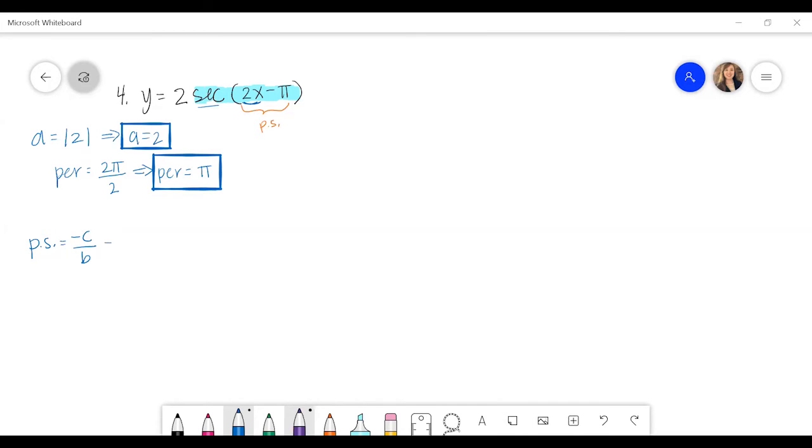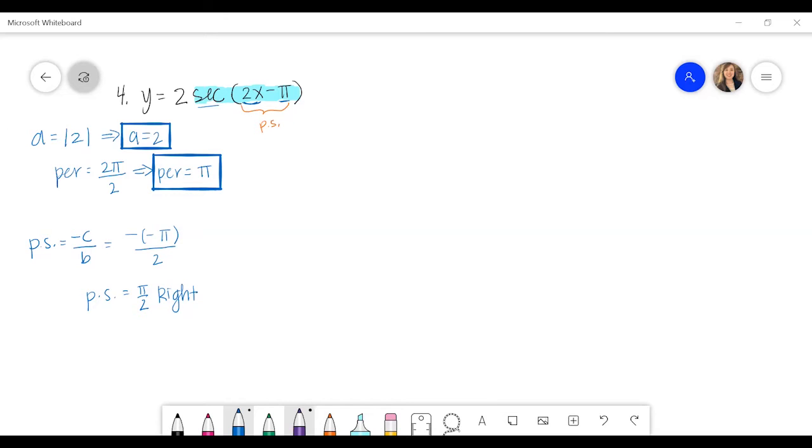And what that means is I take the negative of negative pi. Now, some people look at that and they only acknowledge the pi. They don't acknowledge the negative. If that's the case, then you make that positive, right? You basically are taking the opposite sign of whatever's there. Over 2, so your phase shift is actually pi over 2. Because it's positive, it's to the right.